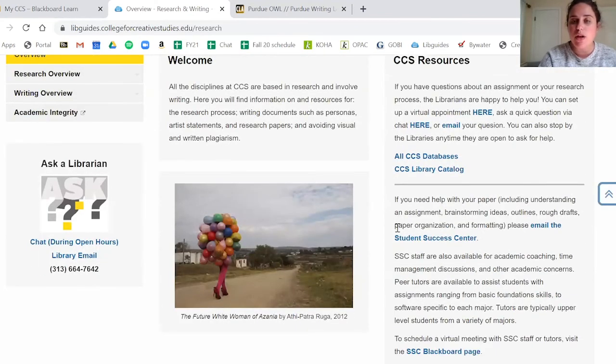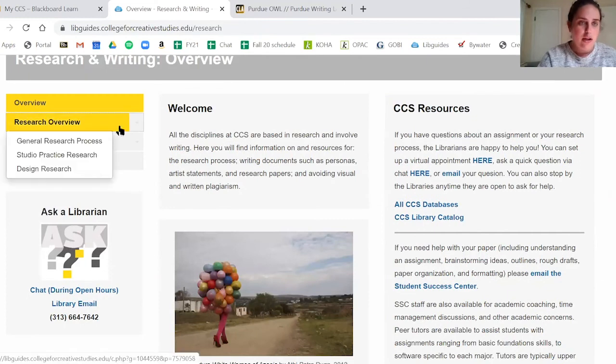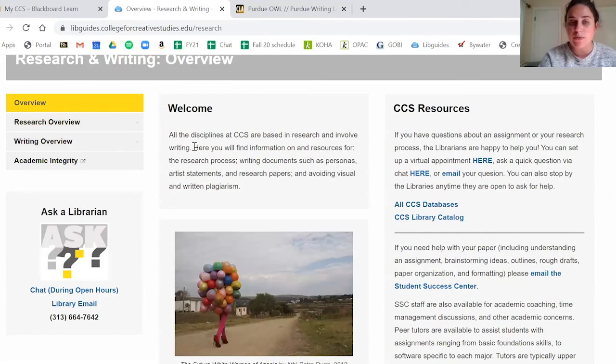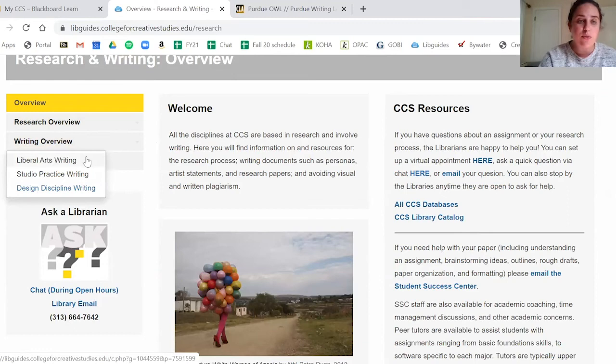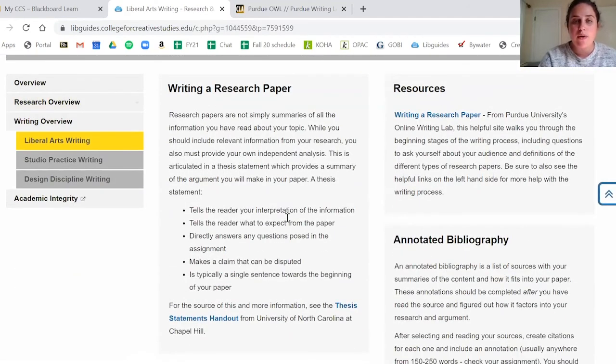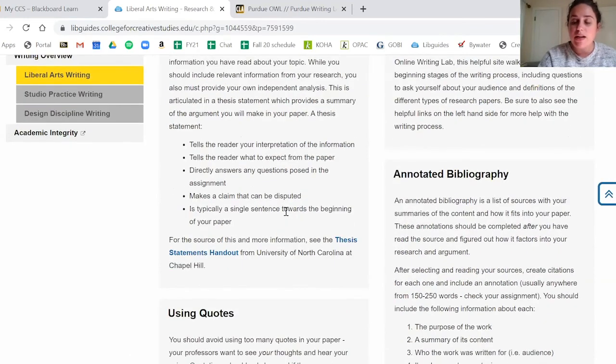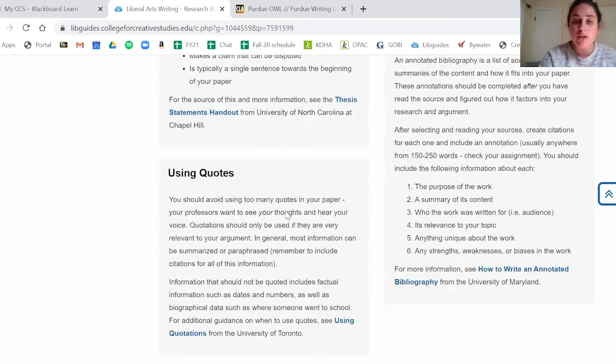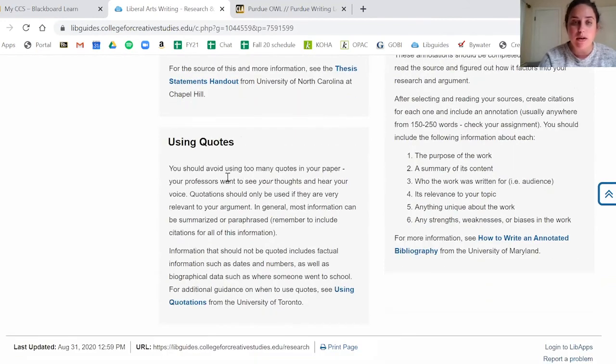So it goes through some general resources, as well as information about the Student Success Center. And then it talks about the research process. So if you need other strategies for researching, that's a good place to look, as well as writing. So in this case, we're going to look at liberal arts writing. And so it talks about information on writing a research paper, as well as an annotated bibliography, using quotations, right? So what we talked about, it's right here.